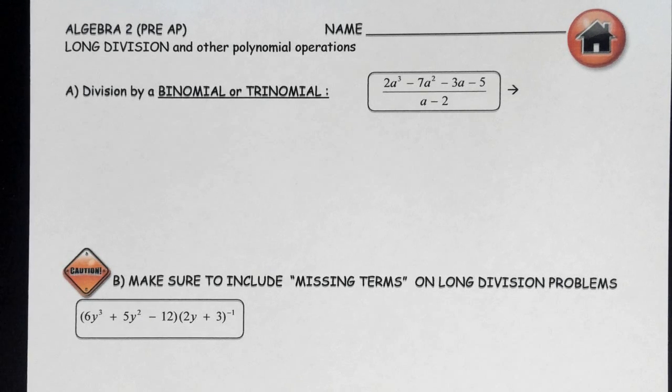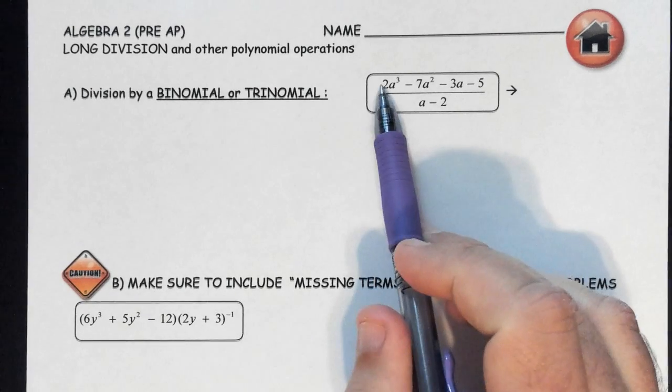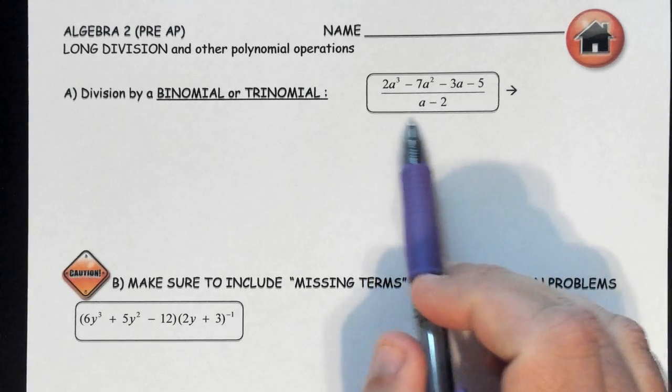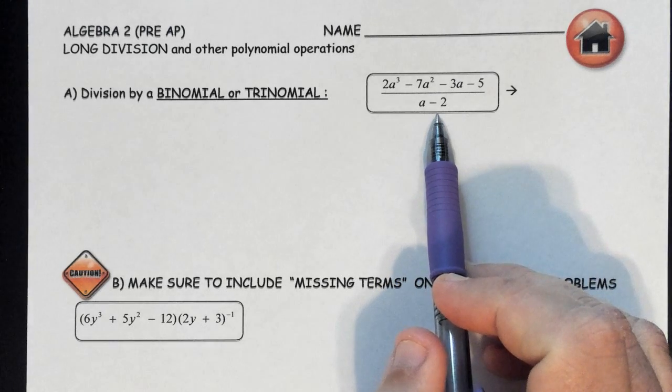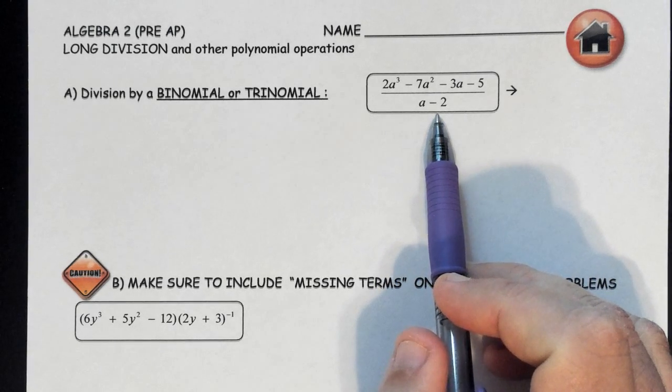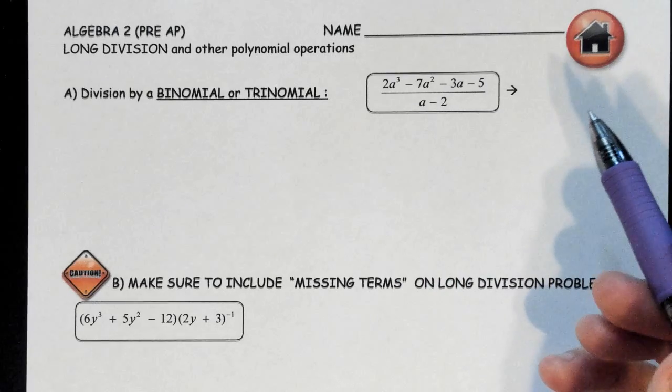If you remember long division, you have your dividend, which is your numerator. Your divisor is the bottom, and you're going to have your quotient, which is going to be your answer.